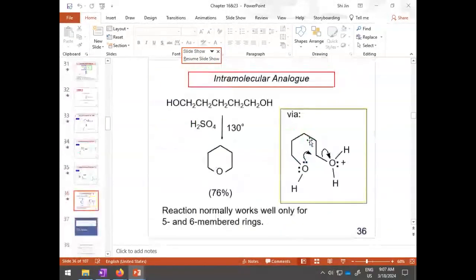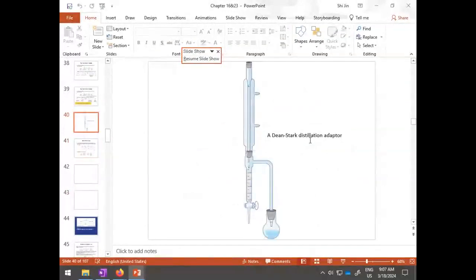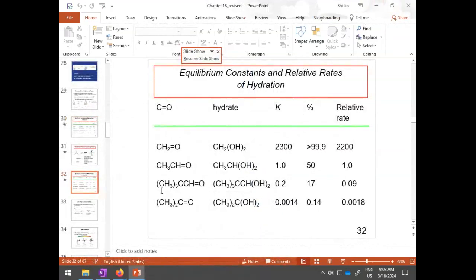And p-toluenesulfonic acid. What's the goal here? This is called a Dean-Stark distillation adapter. The benzene will boil together with the water, coming out of the condenser and being condensed in here. Then benzene and water phase separate: water lower, benzene on top. The benzene can flow back to the flask and bring more water out. That's why we add benzene there.